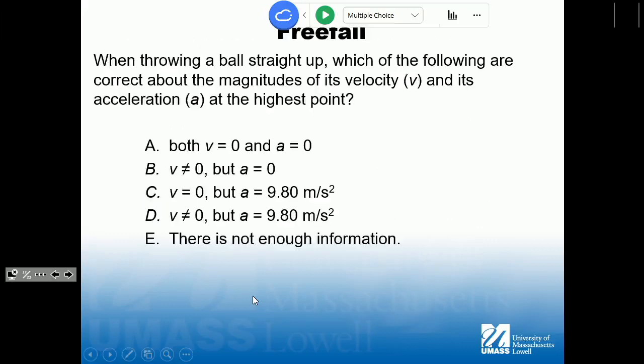Okay. This is not a math question. I'm looking for V and A, right? Magnitude of the velocity and the acceleration at the highest point in the motion. So this is a ball tossed straight up, right? At the very top of the motion, what is the value of velocity and what is the value of acceleration?